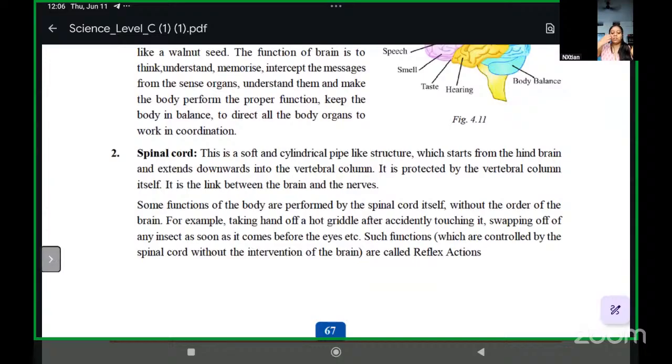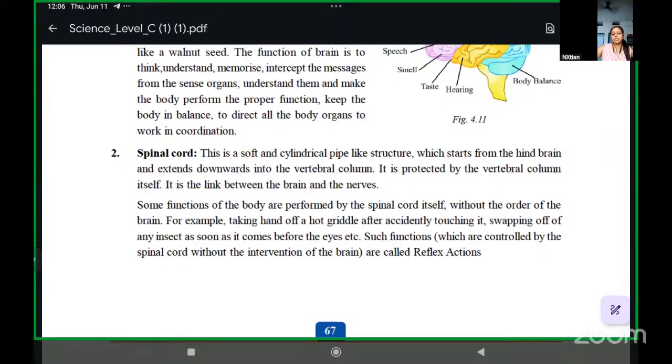Spinal cord is a soft and cylindrical pipe-like structure. It starts from the hindbrain and extends downwards into the vertebral column. It is protected by the vertebral column itself. It is a link between the brain and the nerves.